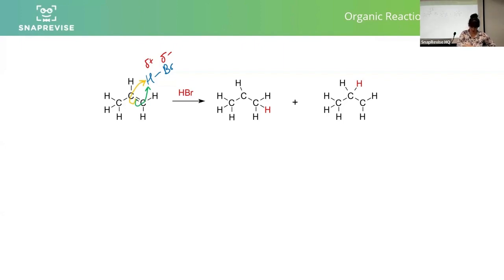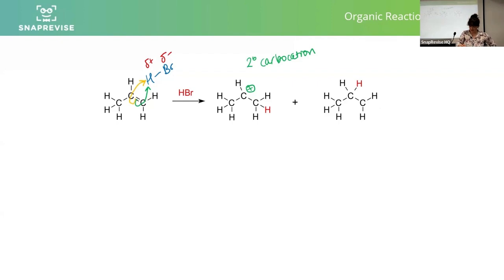If we attack via the green route, we end up with a carbocation where the hydrogen has attached itself to the end carbon. So we end up with a carbocation where the charge is on the central carbon. That central carbon has got two alkyl groups attached to it. That makes it a secondary carbocation. If it's a secondary carbocation, it means it's got two groups attached to it. Both of those groups can give electron density to the carbocation.